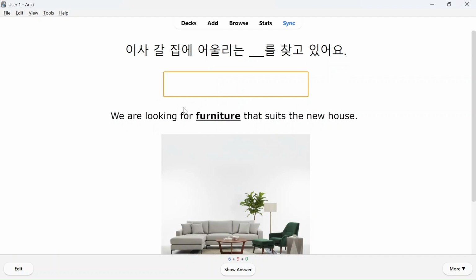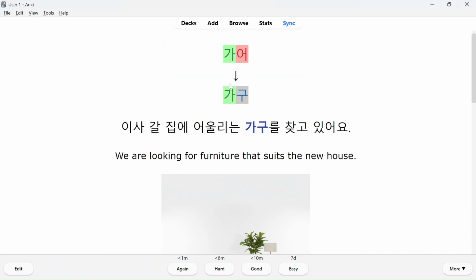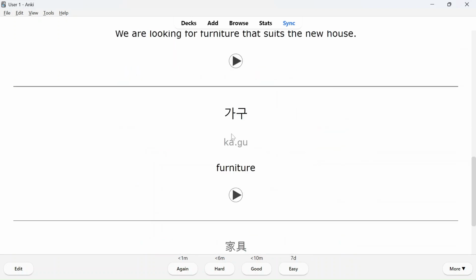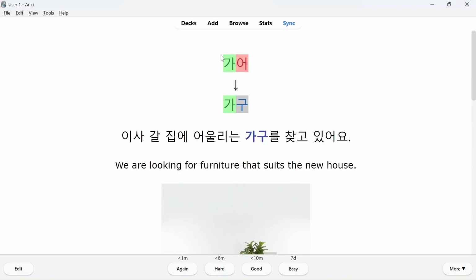So this is a card we've also seen before. We're looking for furniture that suits a new house. We have to know furniture. I'm going to enter an incorrect answer. So let's see what happens then. 이사갈 집에 어울리는 가구를 찾고 있어요. 가구. Great. So what we see over here is that the first part of my answer is correct, but the second part, this is where I made a mistake.